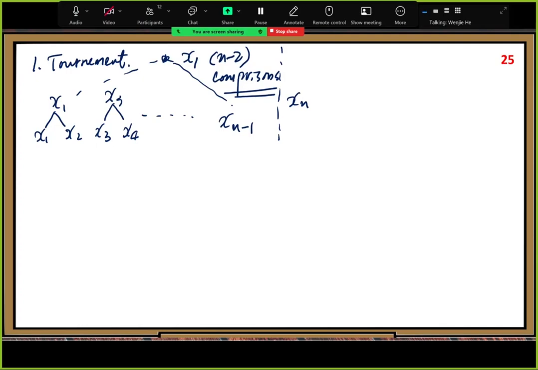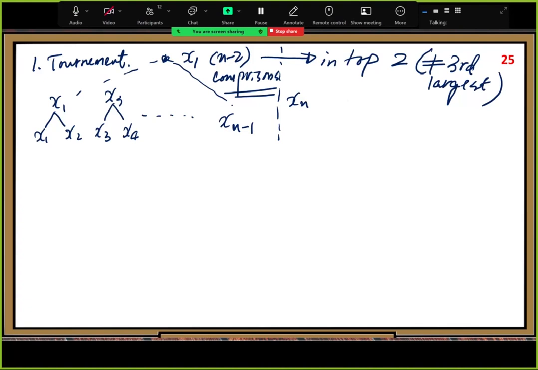Then, analogy work. This x1 is in the top 2. A top 2 element cannot be the third largest, right? Top 2 element cannot be the third largest. So the conclusion is, we eliminate it. We eliminate it.